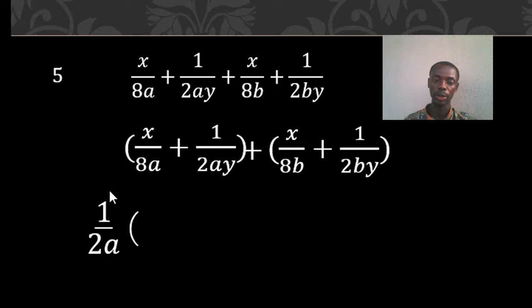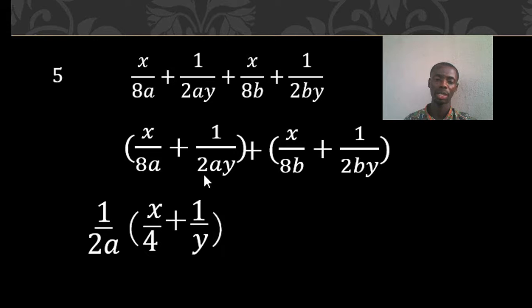So factorizing the numerator, we're having x divided by, now this is 8a. 2a divided by 8a is going to be 4. Wow, very fast. Then my addition sign here. So I'm still having 1 divided by, this is 2ay divided by the 2a here. So factorizing numerator, factorizing denominator. That's the principle. Then I'm left with y.